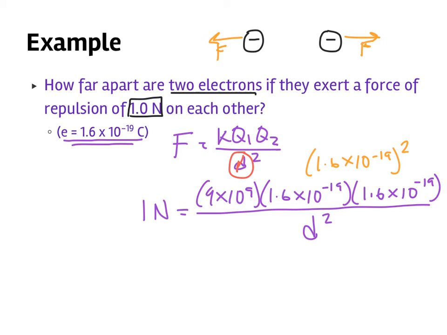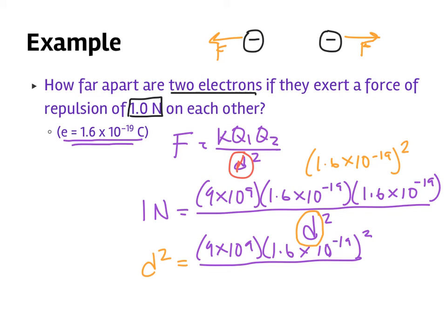Now I'll let you guys figure this one out algebraically, but your goal is to solve for D. It's in the denominator. So one thing you can do, taught you a little trick a while ago, is that you can just switch these. The distance squared will equal, and then I can plug in all the rest. 9 times 10 to the ninth, 1.6 times 10 to the negative 19th. I'm going to shortcut. I'm just going to put squared, and it'll be all that divided by 1 Newton.